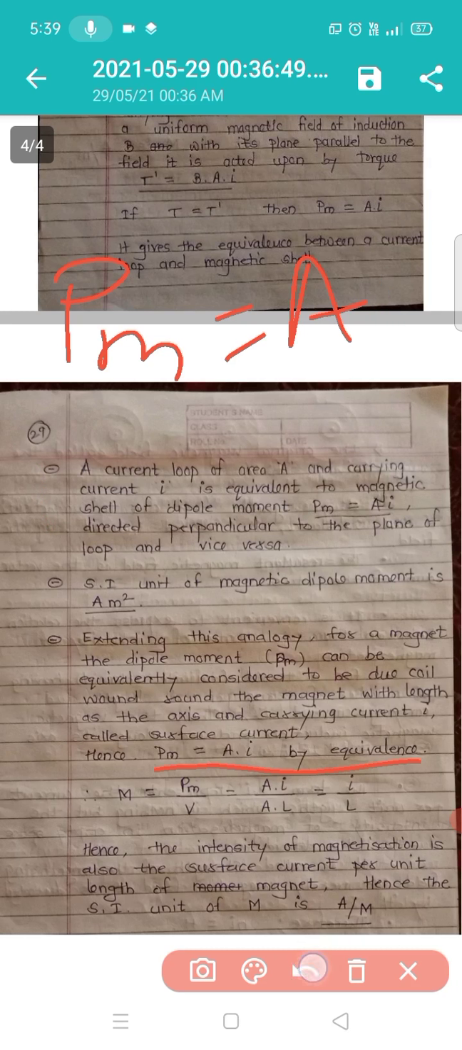Here we learned some magnetic properties: what is the magnetic induction, then the magnetic intensity, and the equivalence between magnetic shell and the current loop.